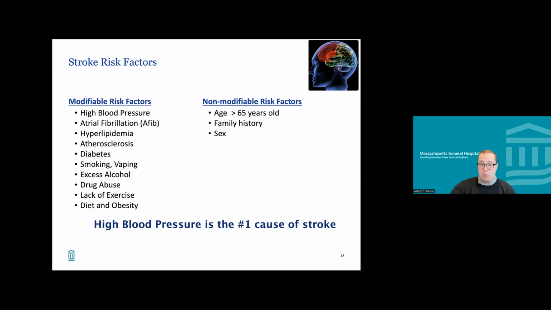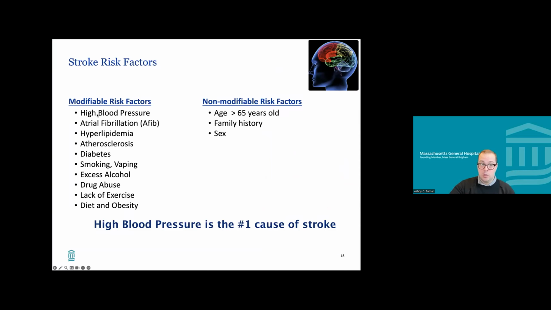Our modifiable risk factors, starting with high blood pressure or hypertension. And this is the number one contributor of stroke, both ischemic and hemorrhagic. This is going to be a major contributor. So working on blood pressure is something that I often will talk about in essentially every visit I have with patients.